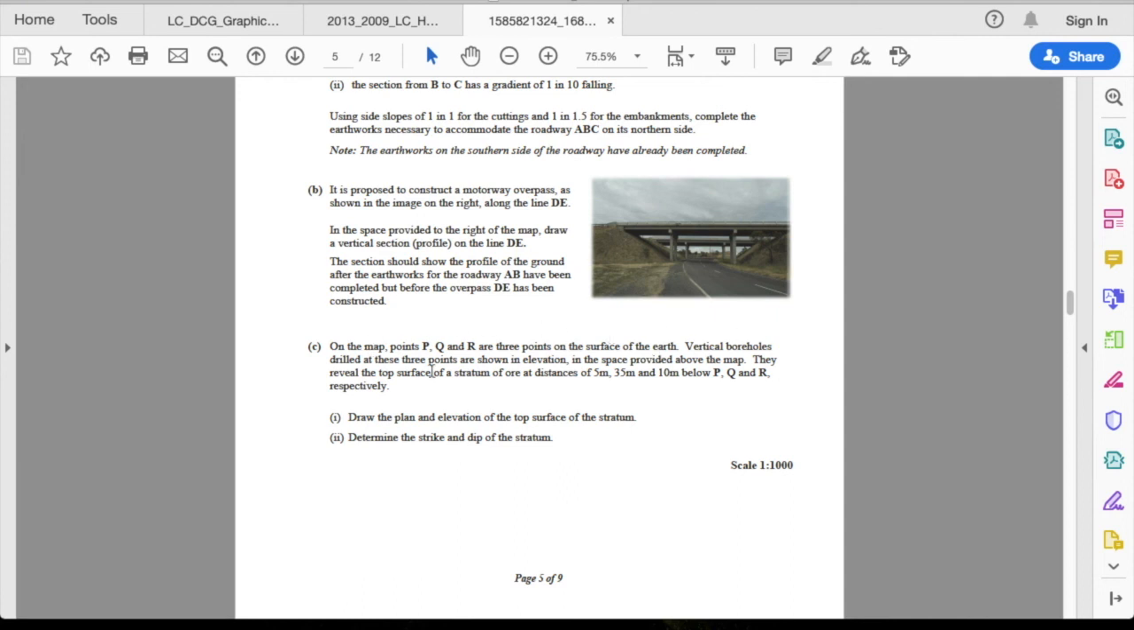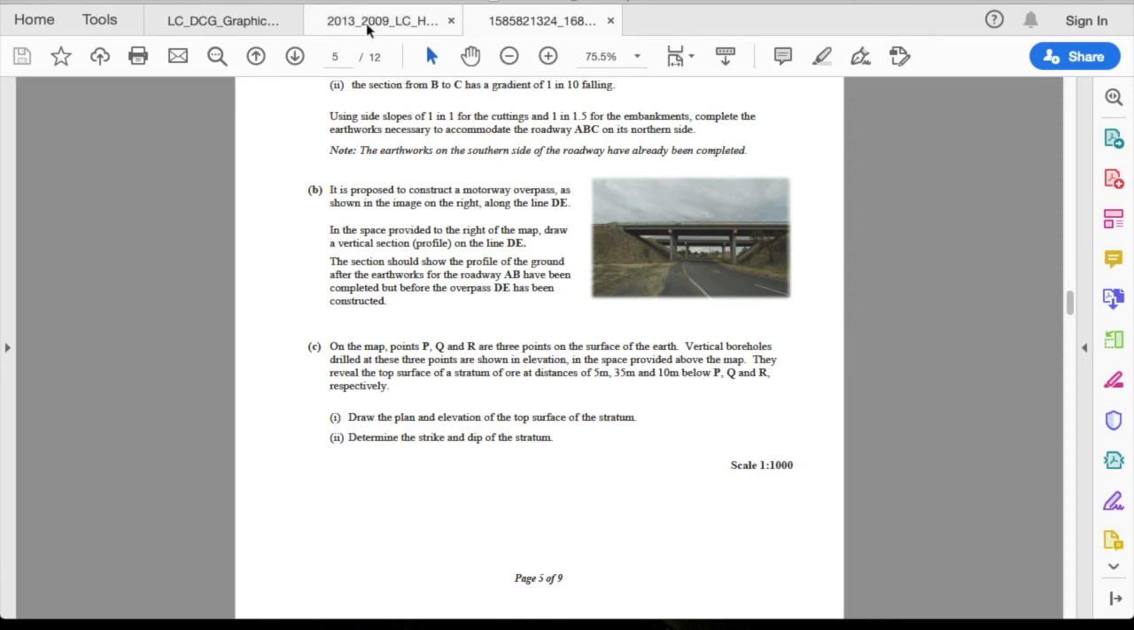Vertical boreholes are drilled at these 3 points, shown in the elevation. In the space provided in the map, they reveal the top surface of the stratum of ore at distances of 5 meters, 35 meters, and 10 meters below P, Q, and R. Draw the plan and the elevation of the stratum and then determine the strike and the dip. What they're saying is that P, Q, and R aren't outcrops, so we have to drill straight down at these distances to see what height each one is at.